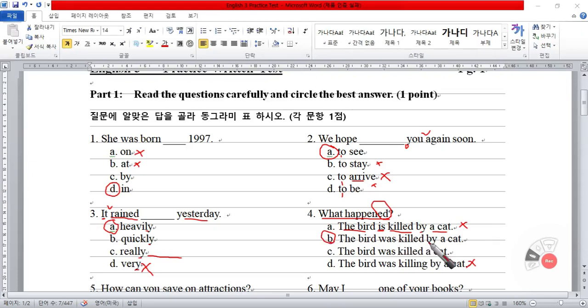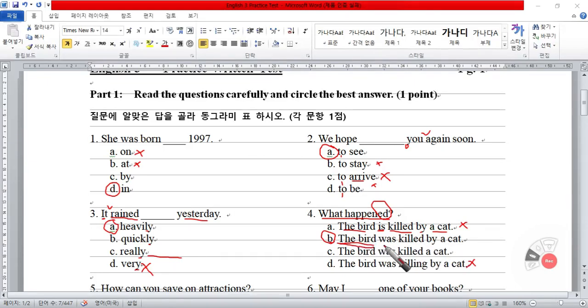The bird was killed by a cat. Now again, we could say what happened? A cat killed the bird. But often in English and other languages, we want to focus first on the person or the thing that receives the action. So that seems to be the important thing here. What happened? The bird. Well, what about the bird? Well, the bird was killed. How? The bird was killed by a cat.